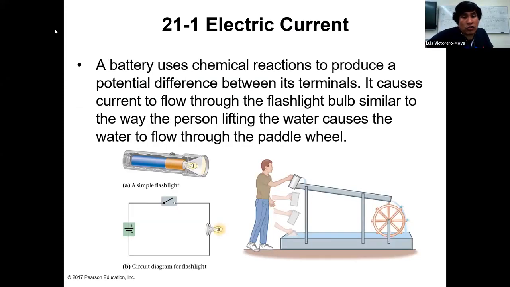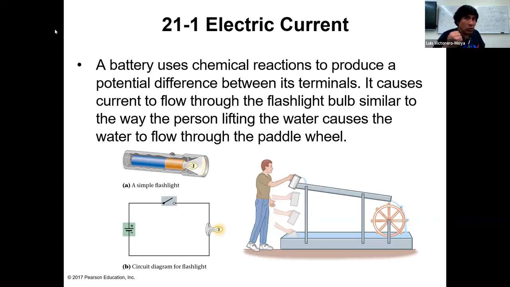So, to introduce current, we first have to introduce the idea of a battery. Now, electric potential introduced the idea of volts, and then we use that to define the electric potential energy. So let's use that to analyze what a battery is. Basically, a battery, by using chemical reactions, will provide a potential difference between the terminals. 1.5 volts, 3 volts, 6 volts. It depends on the size of the battery. The higher the battery, the more charge it can hold.